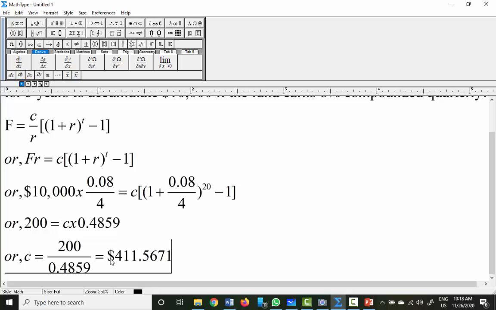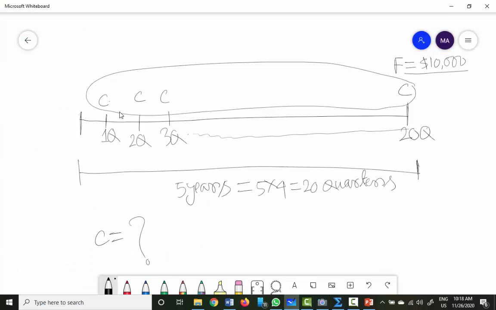411.5671, right? So that means if you deposit $411.5671 at the end of each quarter, up to 5 years, you can easily accumulate $10,000 in the account after 5 years.